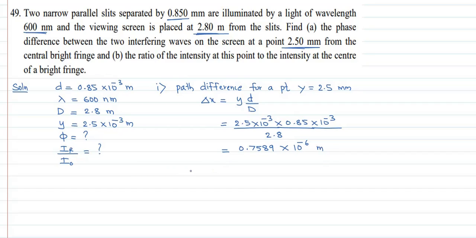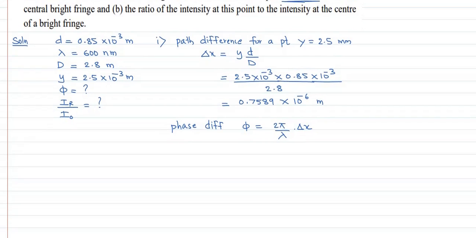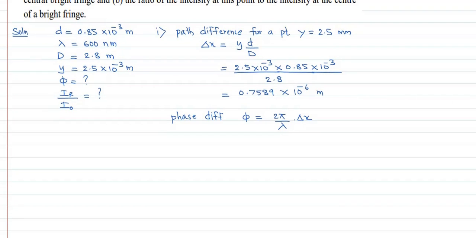So now, once we know path difference, I can calculate phase difference. Phase difference is given by the formula phi is equal to 2 pi by lambda into delta x. Now substitute. Lambda he has given, delta x we have calculated.